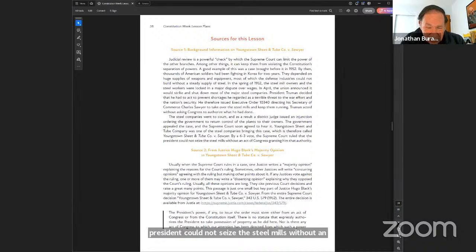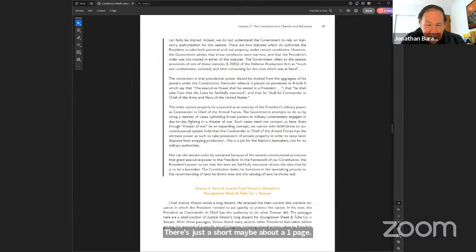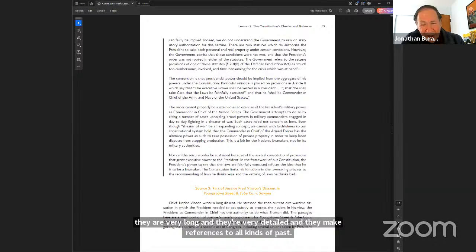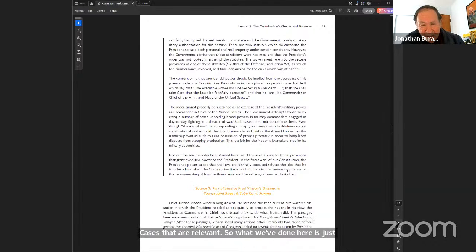And so then there's Hugo Black's majority opinion. There's just a short text from that, maybe about one page. Anybody who's gone through Supreme Court cases knows that they are very long and very detailed, and they make references to all kinds of past cases that are relevant. So what we've done here is just pick out the basic issue that was dealt with.